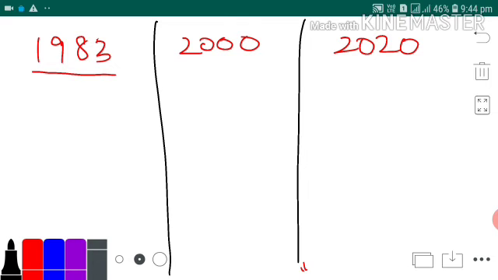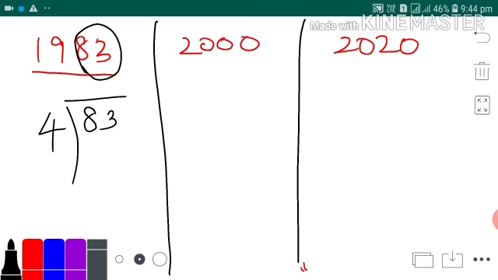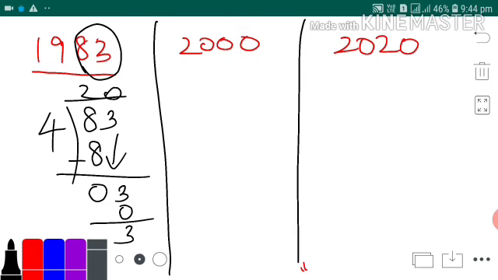Now take the first year, 1983. Actually, you don't need to divide all 4 numbers. Just take the last 2 numbers and check whether it is divisible by 4 or not. So let us check. 4 2s are 8. So you subtract, 0. Bring this 3 down. 4 table 3 will not come. So if you put 0, the remainder is 3. So here it leaves a remainder 3, which means 1983 is not divisible by 4. So it is not a leap year.